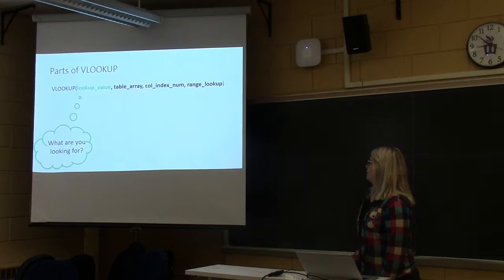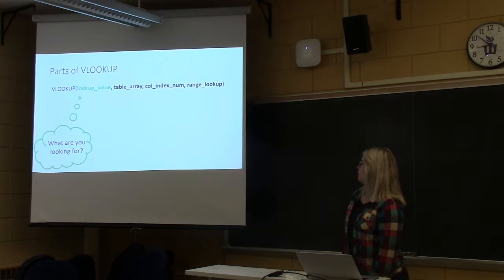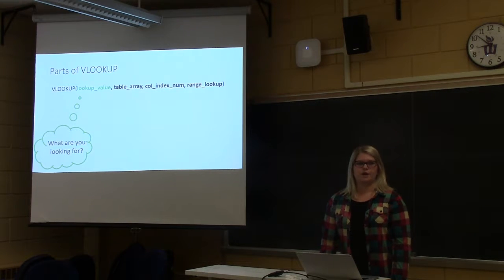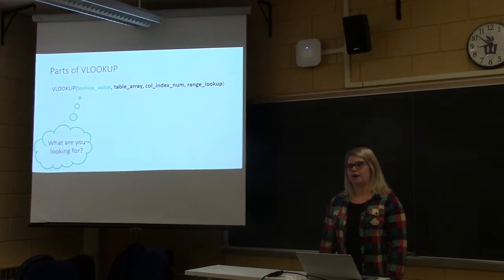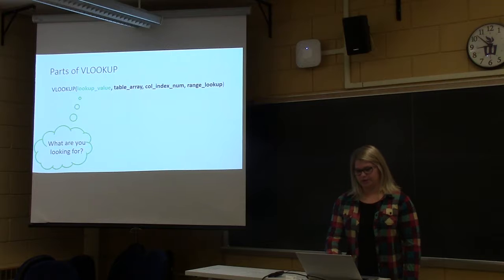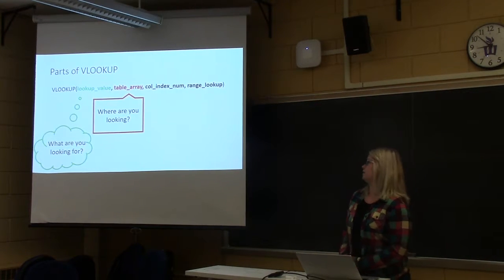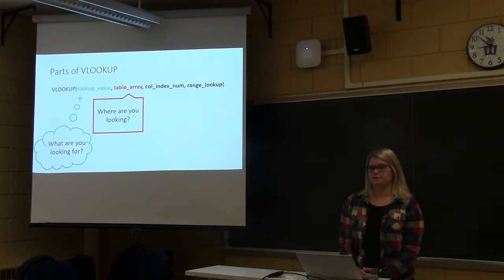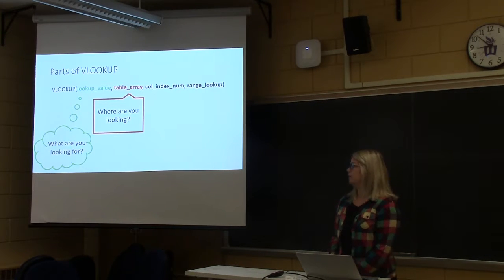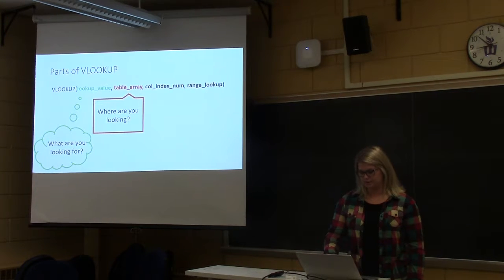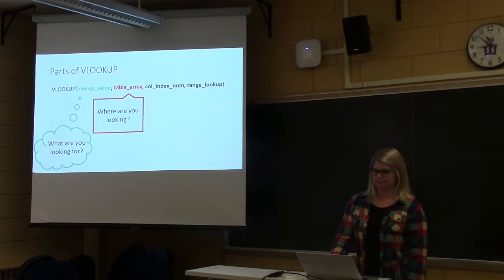First we have the lookup value, and that's asking what are you looking for. So if you're looking for a name or a certain value, that is where that would be put in your function. Next, we have to give our function the array of the table to look in. So that is, where am I going to find this value that you're asking for?